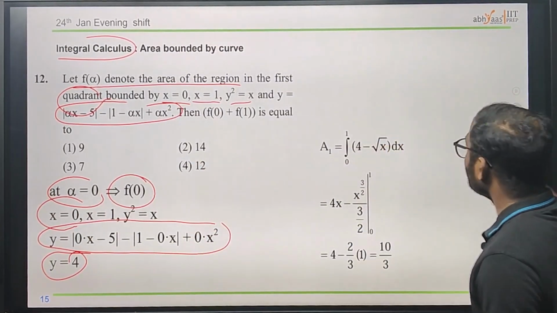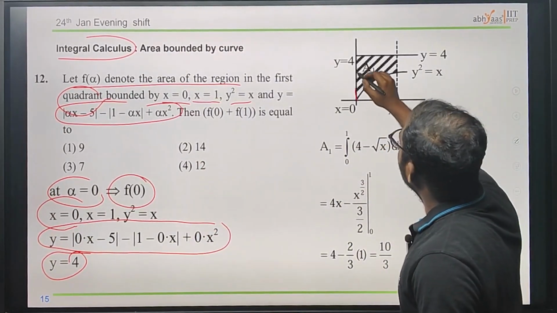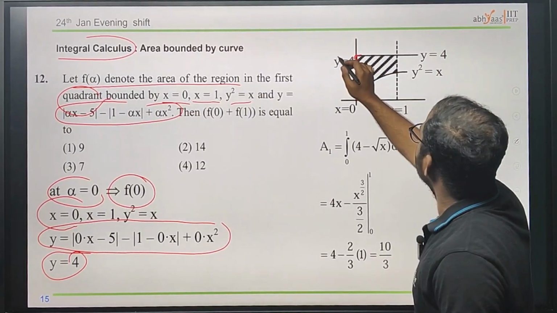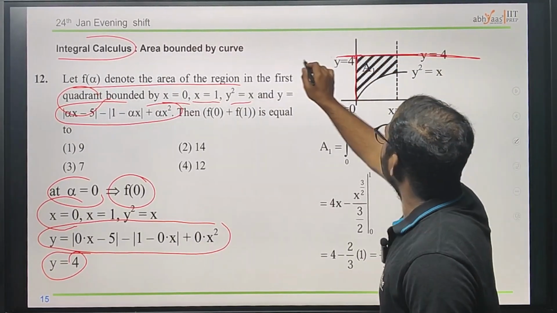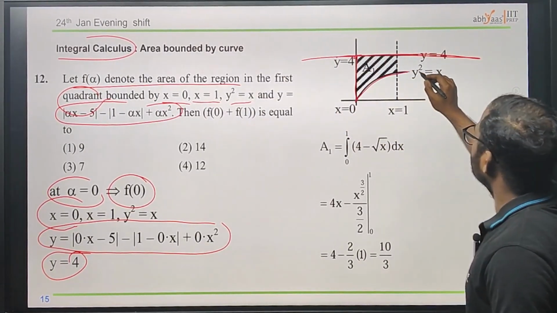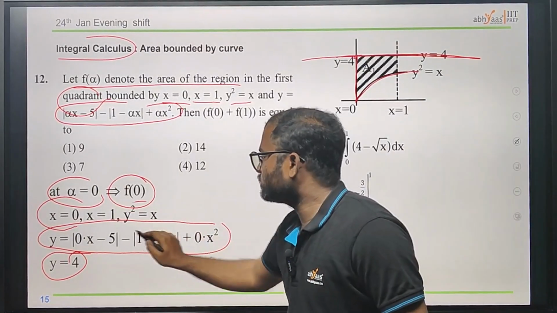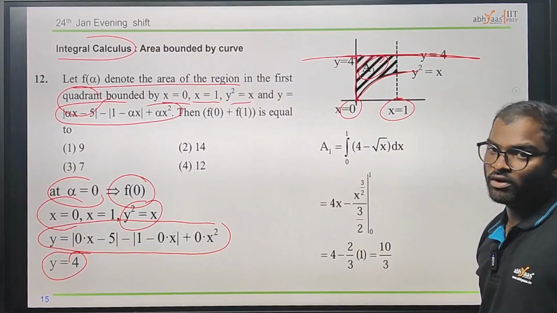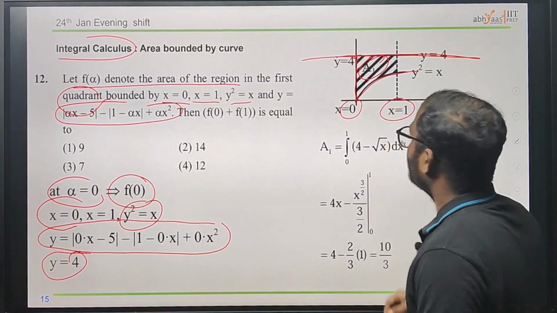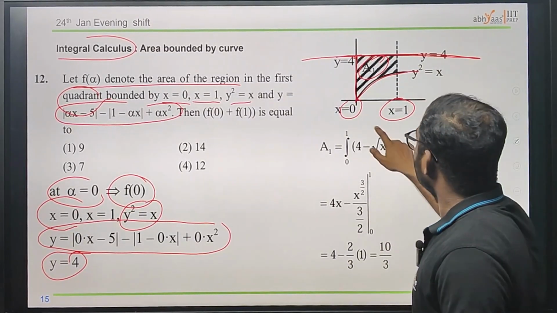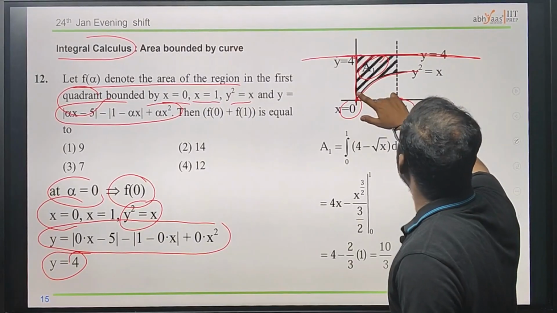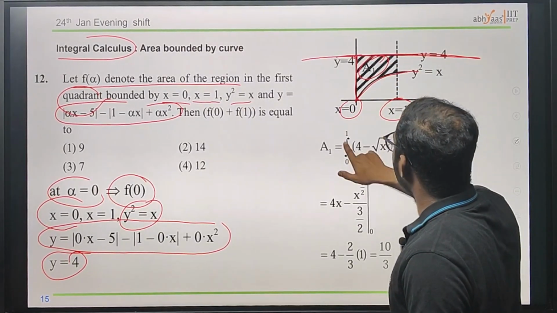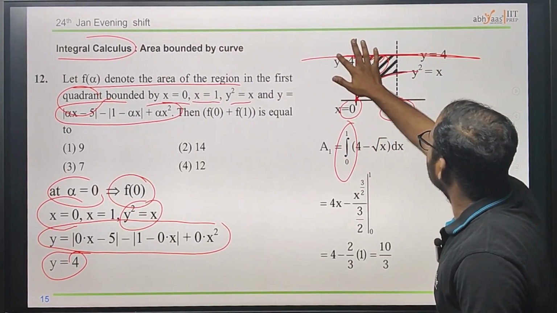Now see here, up to 4 we have this line, and the parabola y square is equal to x, and x equal to 1 and x equal to 0. This is the common region we got. That's how we got the limits from 0 to 1.